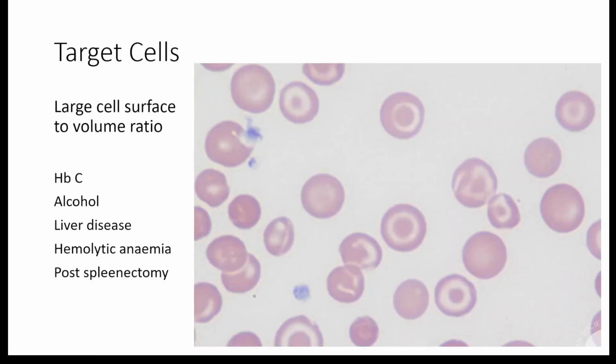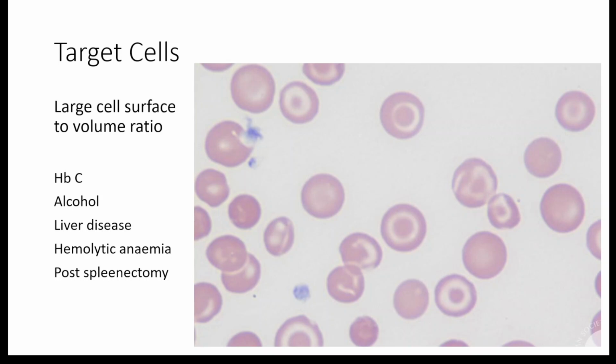Target cells. Now if you see this cell, it's classically of a shape of a target, as much as this. A target cell indicates that the cell membrane is larger compared to the volume of the cell, so it tends to fold upon itself, giving this target appearance. Once again, a target cell is seen when the cell membrane is more than the volume of the RBC.